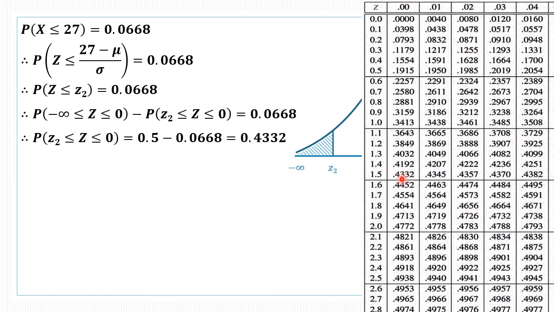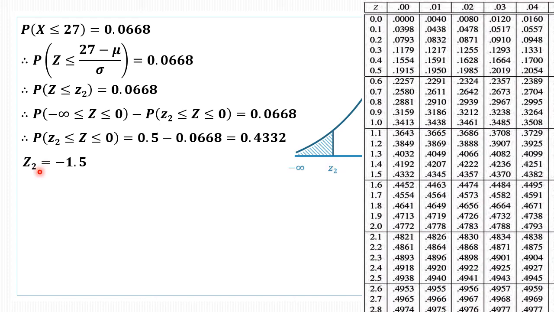Once again, we have to check the inverse table here. 4332, it is directly here. 1.50, 1.50 is that. So the z2 value is negative 1.5. Why negative? Because z2 is on the left hand side of the curve, so it's a negative value.